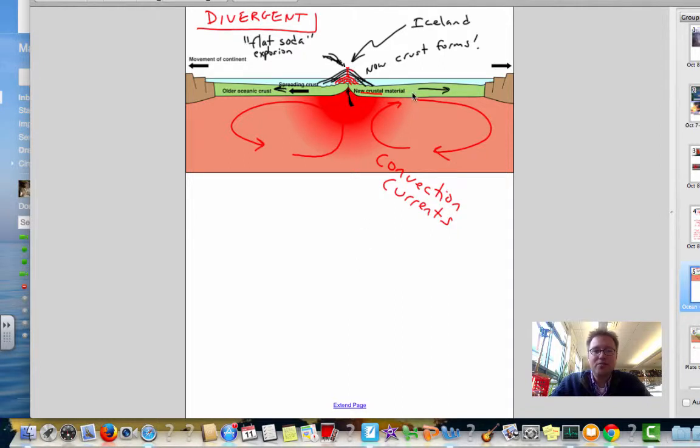So again, divergent: two plates coming apart. Here are the convection currents underneath, like two conveyor belts that are moving the plates away from each other. And the magma comes up, and the magma isn't as explosive, isn't as filled with gas as perhaps at a convergent plate boundary. It's kind of like a flat soda explosion. I'm not saying it's not somewhat of an explosive type of volcano, but it's not as big as, say, a Mount St. Helens. So here is Iceland, an island in the middle of the Atlantic that is forming from a divergent plate boundary. You can think about it as really forming new crust. There's new crust being formed by the volcanoes in the middle of these two diverging plates.